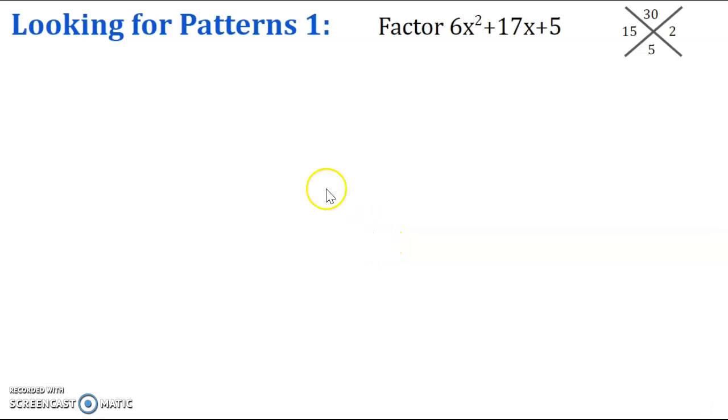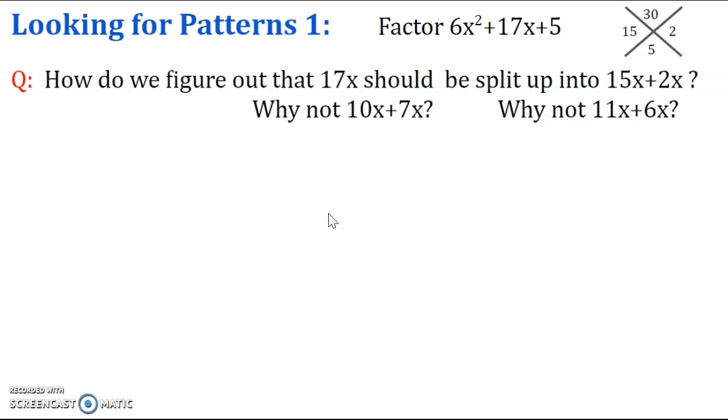Okay, I would like you to consider these problems that you've actually done. This is 6x squared plus 17x plus 5. We're trying to factor. How do we figure out 17x? That's the middle term, it should be split into 15x and 2x. Well, we know that because we did the diamond problem. But why can't we just use some other number? Because 10x plus 7x is also 17x, or 11x plus 6x is also 17x. Why can't we do that?